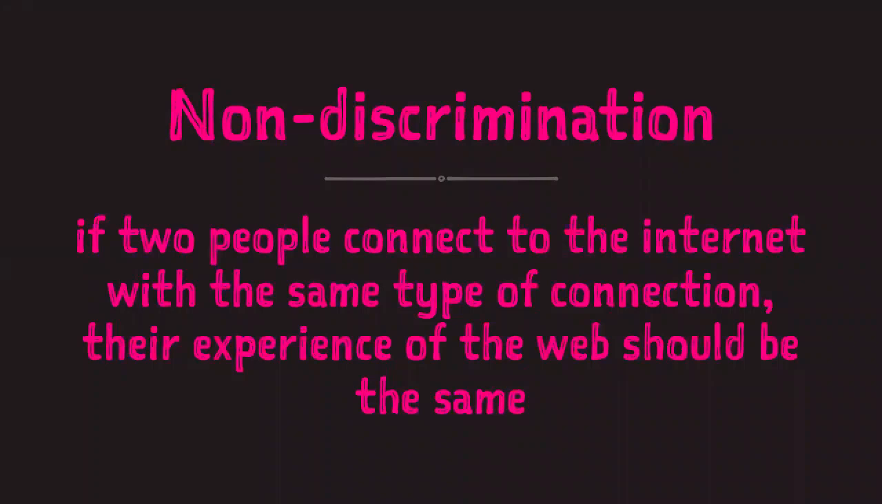Non-discrimination. If 2 people connect to the internet with the same type of connection, their experience of the web should be the same. And there's plenty of discrimination around access to broadband internet connections, structurally and in lots of different ways. But we've done a remarkably good job of making sure that broadband users, or anybody with basically the same class of connection, gets the same experience. And this is what we call net neutrality.